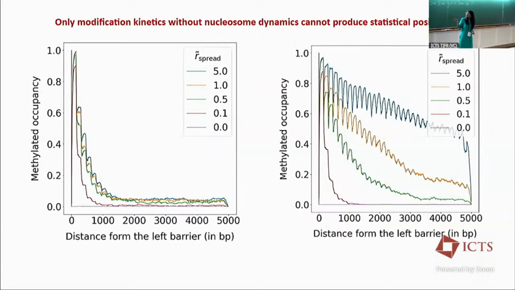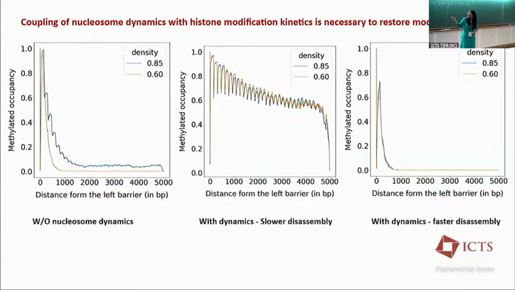We then switched off all the nucleosome dynamics to check what exactly modification kinetics can do. And what we find is that having nucleosome dynamics is essential to get the statistical positioning of nucleosomes, which cannot be obtained if we don't have nucleosome dynamics and only modification kinetics. Coupling nucleosome dynamics along with histone modification kinetics has also allowed the restoration of histone modification marks irrespective of the initial density we start with, which is obviously not possible in the absence of nucleosome dynamics.